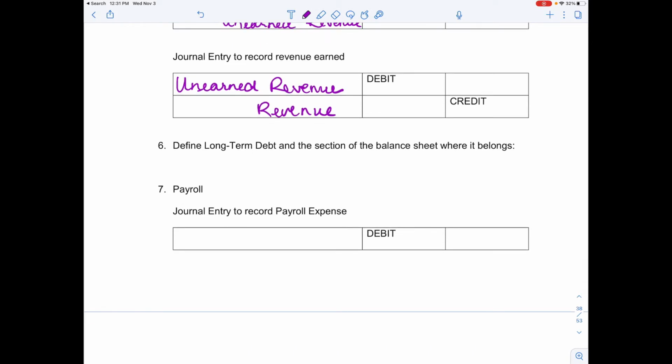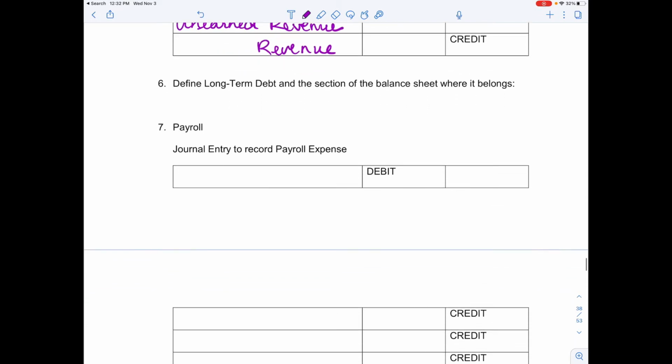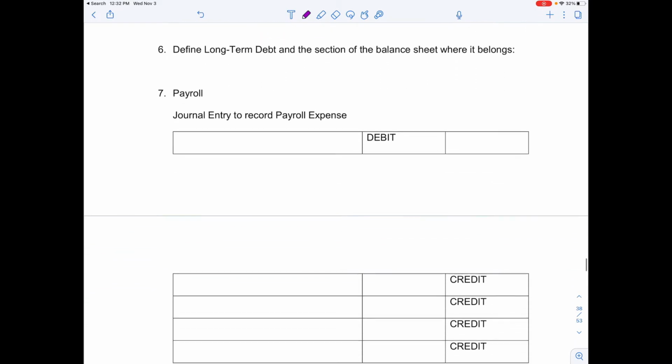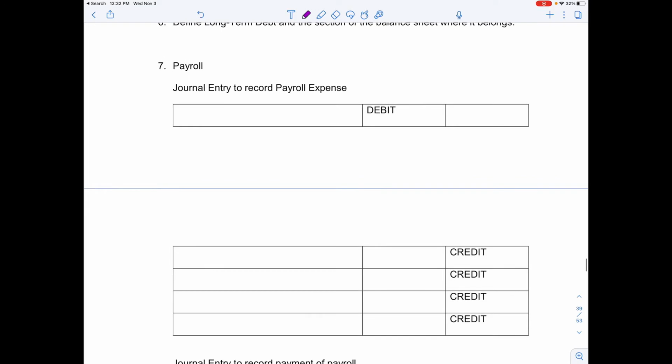So one other thing, just go ahead and make sure you define that long-term debt section of the balance sheet where it belongs. Know a little bit more about that, but we're going to spend some time here on our payroll. And it's kind of printed funny, sorry about that. But to record your payroll expense, you're going to go ahead and debit that salary and wage expense. That's your debit. And then you're going to credit each of those payables that relate to the payroll taxes.